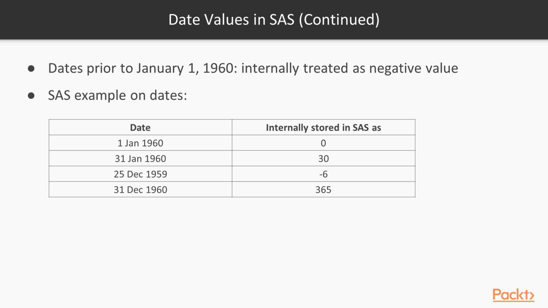For example, even if I take 31st December 1959, it will be stored as -1 in SAS. So I can show you the table. 1st January 1960 will be stored as 0. 31st Jan 1960 will be stored as 30. 25th December 1959 will be stored as -6. And 31st December 1960 will be stored as 365.